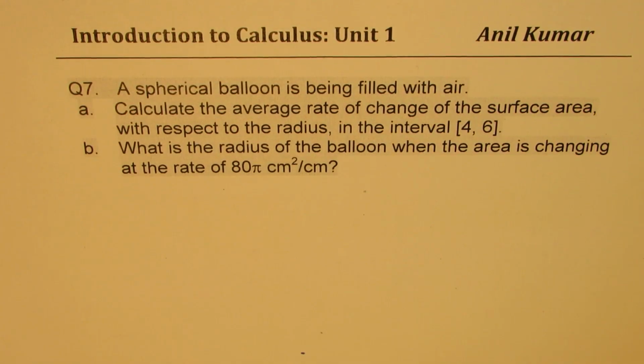A spherical balloon is being filled with air. Calculate the average rate of change of the surface area with respect to radius in the interval 4 to 6. Part B. What is the radius of the balloon when the area is changing at the rate of 80 pi centimeter square per centimeters? You can always pause the video, answer my questions, and then look into suggestions.